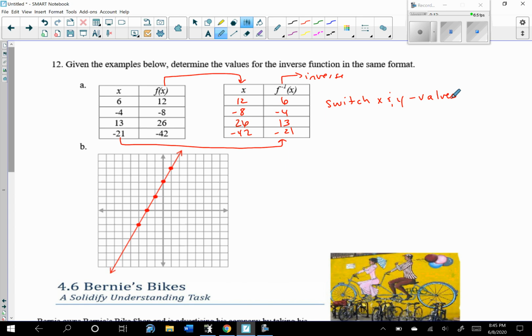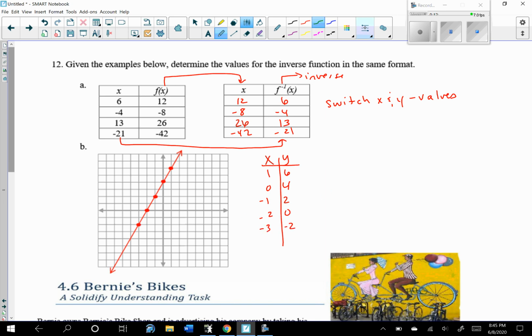So now for B, we are given a graph and we want to find the inverse. So if I want to find the inverse, I can go ahead and make a table of those points that I can see. So it looks like I have the point, we'll do this one first, 1, 6. Then I have the points 0, 4, -1, 2, -2, 0, and then this point here would be -3, -2.